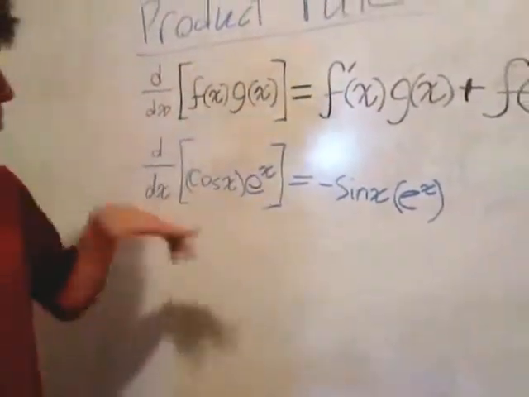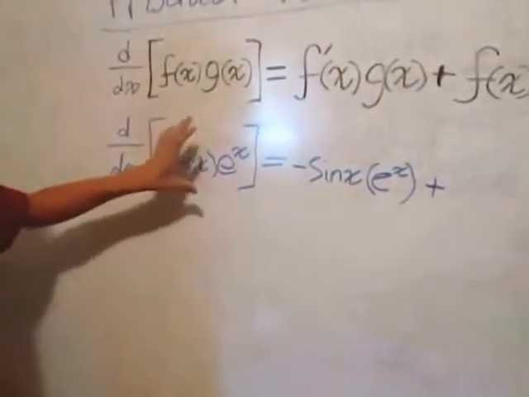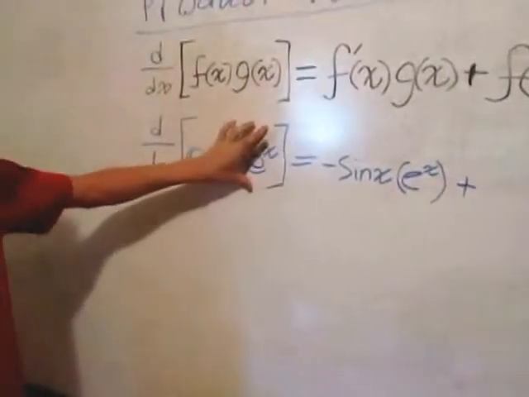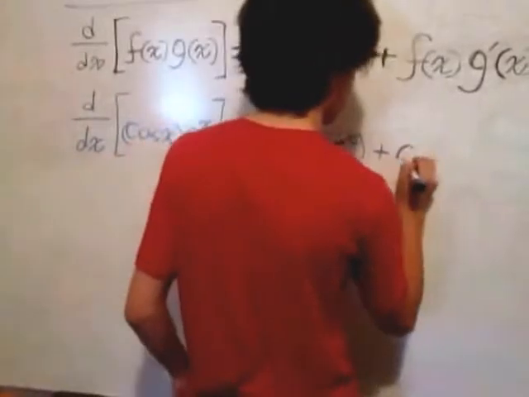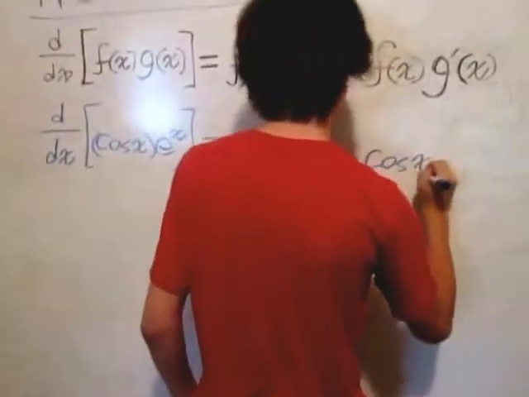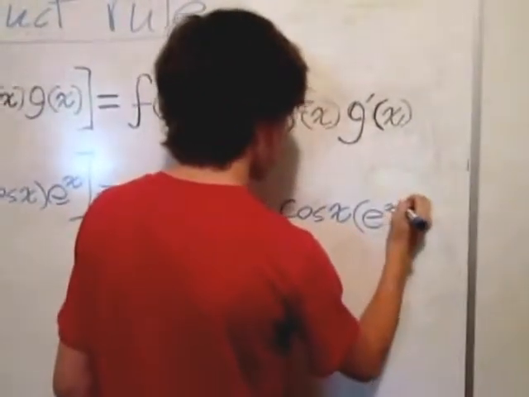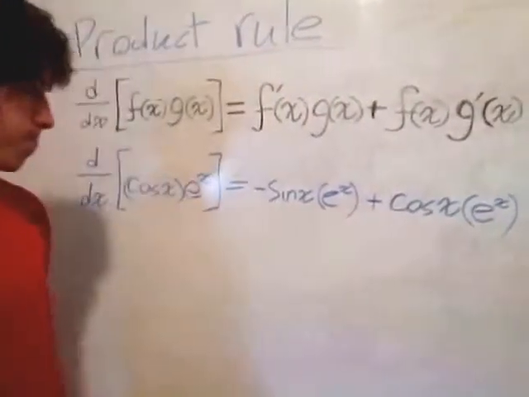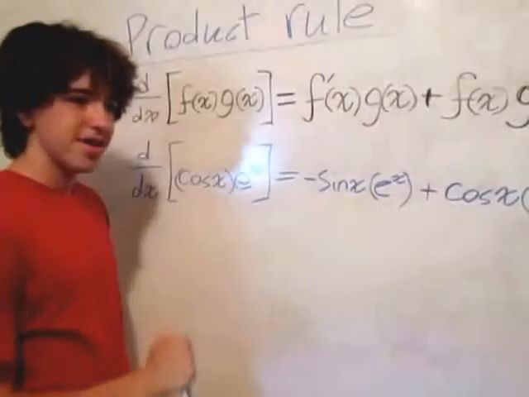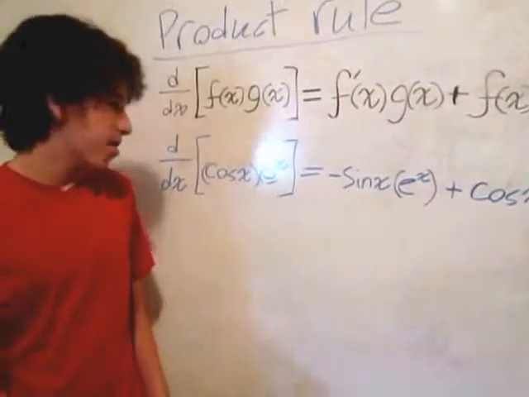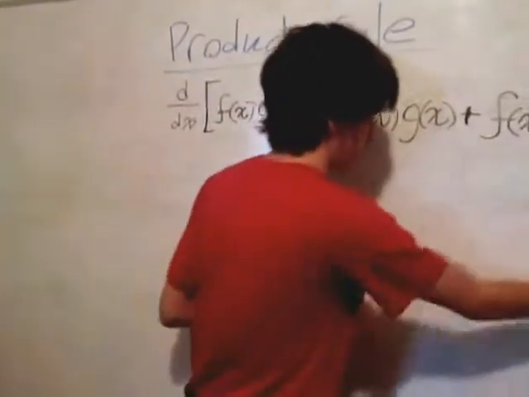It would look weird. And then we add the normal first function times the derivative of the second function. And lucky for us, the derivative of the second function is itself. So plus cosine of x times e to the x. And we're done. That's how we do it. This can be used in a lot of different methods and will be very important later on and in your career in differential calculus.